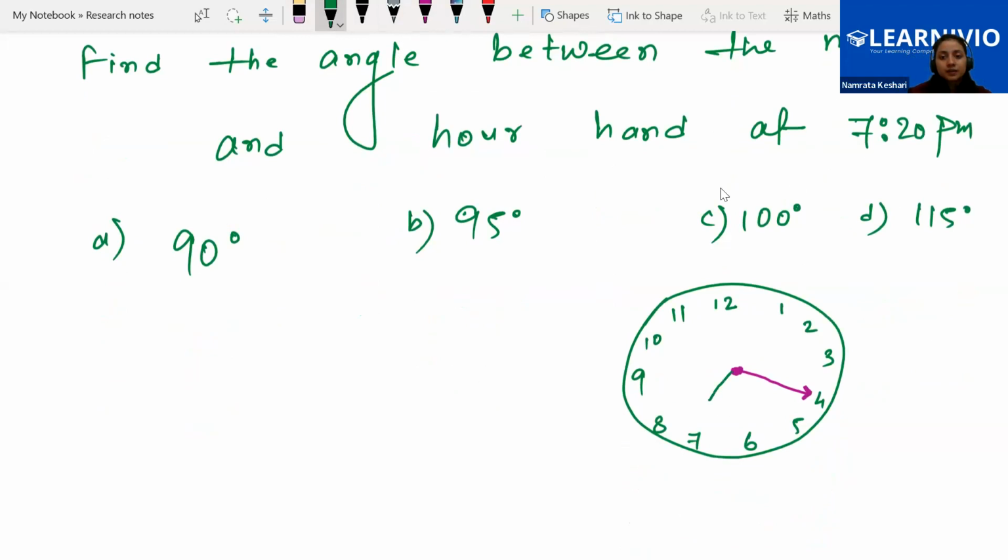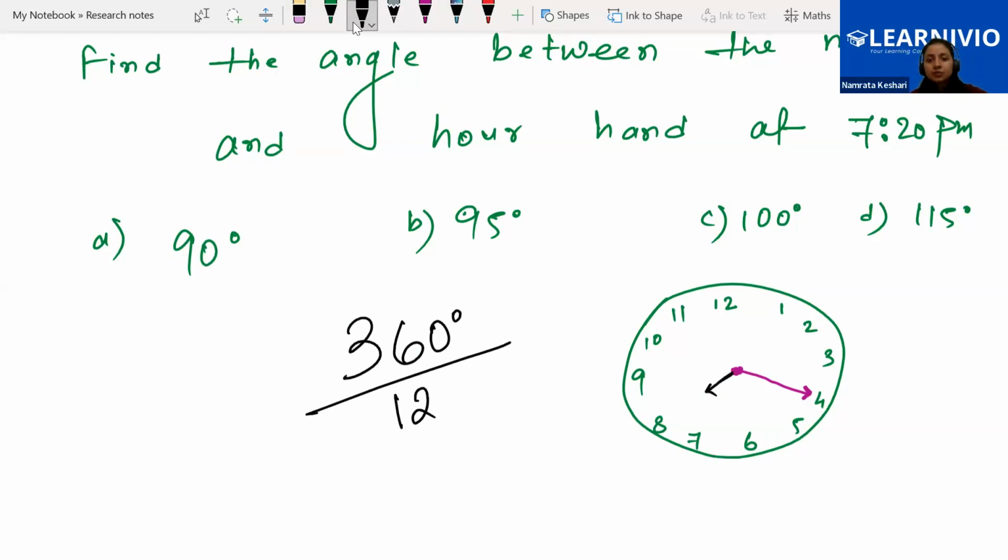Okay, it will not be exactly at 7. However, why I am making it so big, it will create confusion. It will be a little bit ahead of 7. Okay, not at 8, but in between 7 and 8. That's how the clock works. So we have to find the angle. The hour hand will make one complete revolution, that means 360 degree in 12 hours.